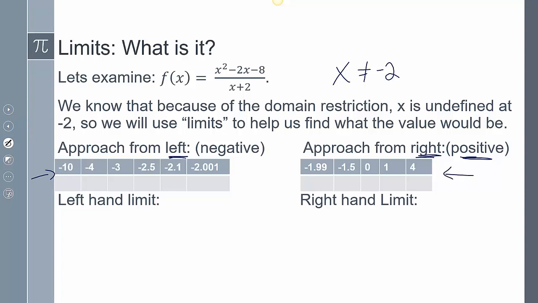So this is going to be a little activity for you. Go ahead and use your calculator and start plugging in values. Pause the video, plug in negative 10 into the function, negative 4 into the function, negative 3 into the function, negative 2.5, etc. And then you're going to do the same thing approaching it from the right. I'm going to give you a moment. Go ahead and pause it and fill that in.